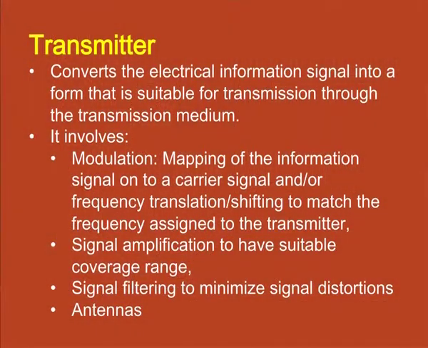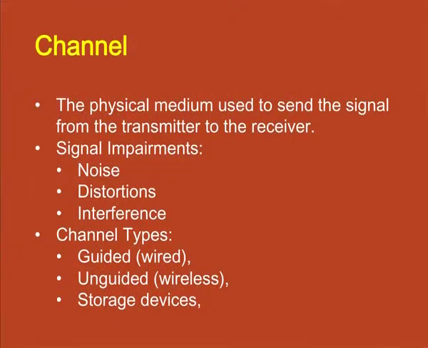Signals, when they are transmitted over the physical media, are attenuated. So, in order to have a desirable coverage area, we need to suitably amplify the signal before transmission. Another job of a transmitter is signal filtering, which allows the distortions introduced by the channel to be minimized. If the system we are designing is a wireless system, then additionally the transmitter will have antennas. Signals from the output of the transmitter are sent to the channel.